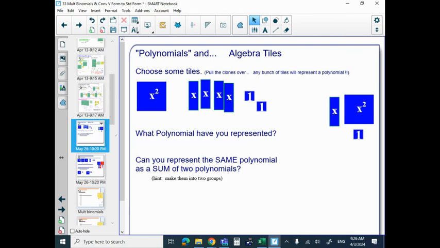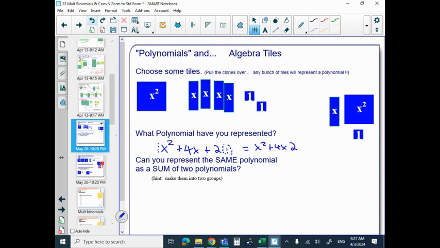So we'd have 1x squared. That's understood to be a 1x squared, of course, right? And then we'd have 4 x's, and we have 2 1s. So 4x plus 2 1s. The dotted stuff's just sort of the understood stuff. In other words, we're saying here x squared plus 4x plus 2, right?